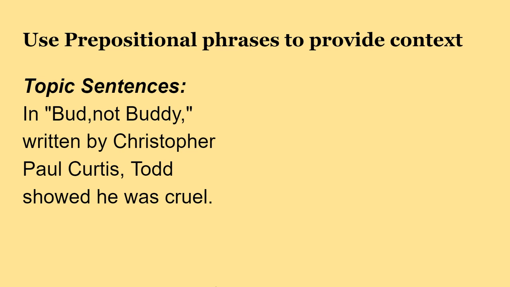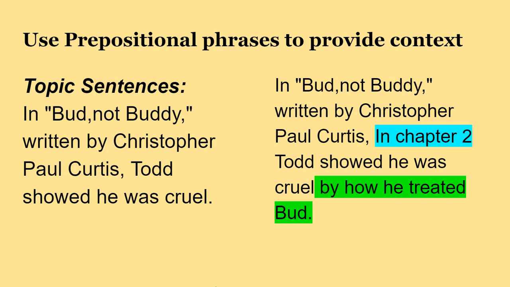So how can I make this topic sentence better? Well, in Bud Not Buddy, written by Christopher Paul Curtis, in chapter 2, Todd showed he was cruel by how he treated Bud. I added a prepositional phrase to show which chapter we're talking about. I also added one to describe why Todd was cruel or how we knew Todd was cruel. Remember those grounds, that explanation of why we think our topic sentence answer is correct. That's one of those hard parts in that topic sentence. Prepositional phrases are sometimes one of the best ways of writing those. So we're going to use prepositional phrases to help us out, just to add a little bit of context or a little bit more detail when it's needed in a sentence, like our topic sentences.